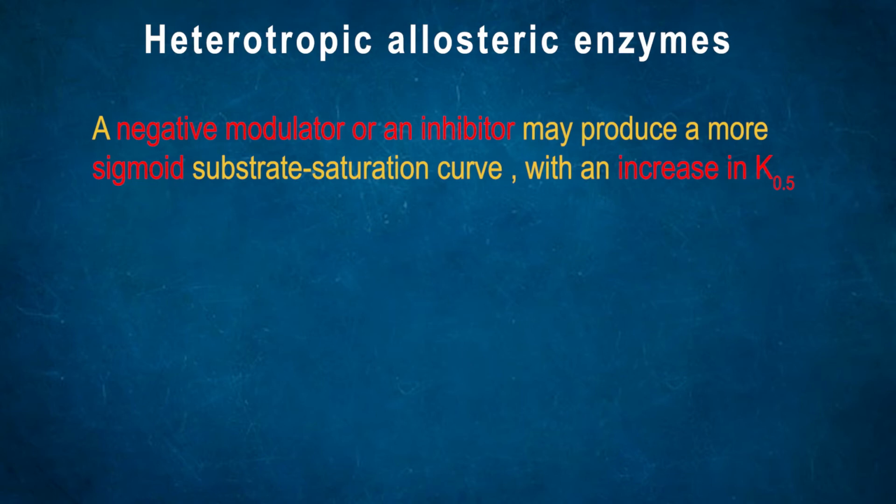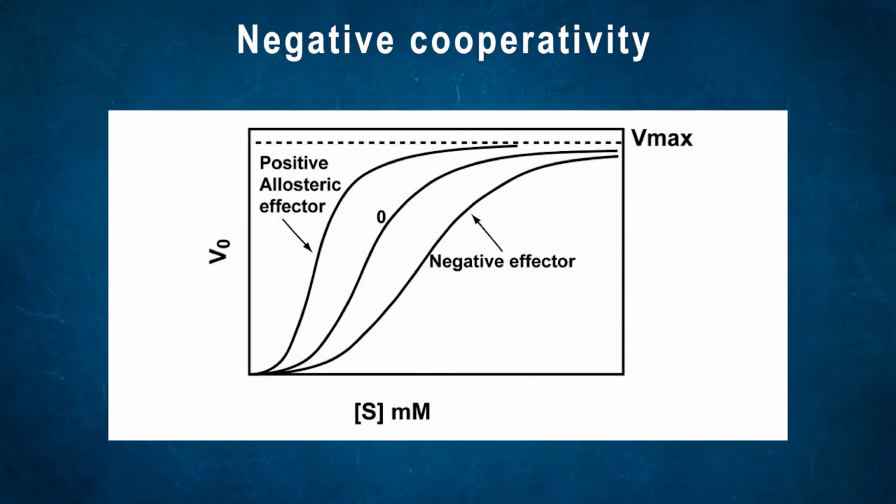A negative modulator or an inhibitor may produce a more sigmoid substrate saturation curve with an increase in K0.5. Negative cooperativity flattens the plot of initial velocity versus substrate concentration. The enzyme is far less sensitive to small changes in substrate concentration and approaches saturation more slowly.